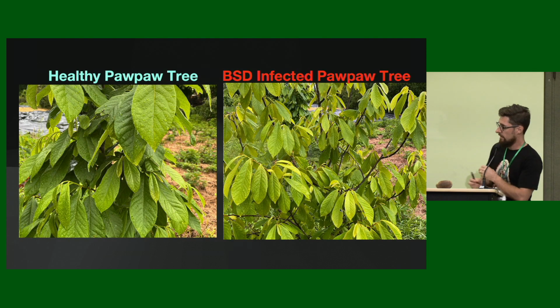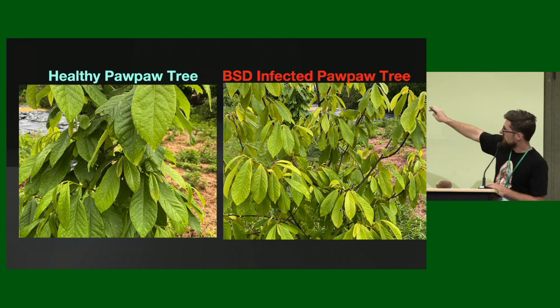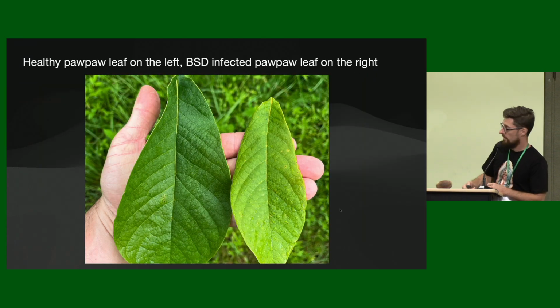This is a subtle difference, but hopefully you can see it. There's a healthy pawpaw tree on the left, and there's a BSD-infected pawpaw on the right. You'll notice that on the left, the leaves are bigger and darker green. On this one, you can see the leaves look slender, smaller, more yellow. So it's a healthy pawpaw leaf on the left, BSD-infected pawpaw leaf on the right. That should make it a little bit more obvious.